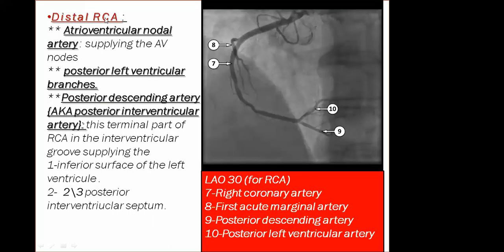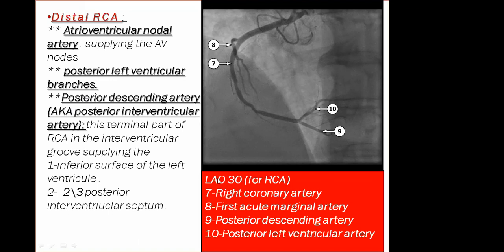The distal portion of the right coronary artery gives the atrioventricular nodal artery supplying the AV node, the posterior left ventricular branch, and the posterior descending artery, also known as the posterior interventricular artery. This is a terminal branch of the right coronary artery in the interventricular groove, supplying the inferior surface of the left ventricle and 2/3 of the interventricular septum.